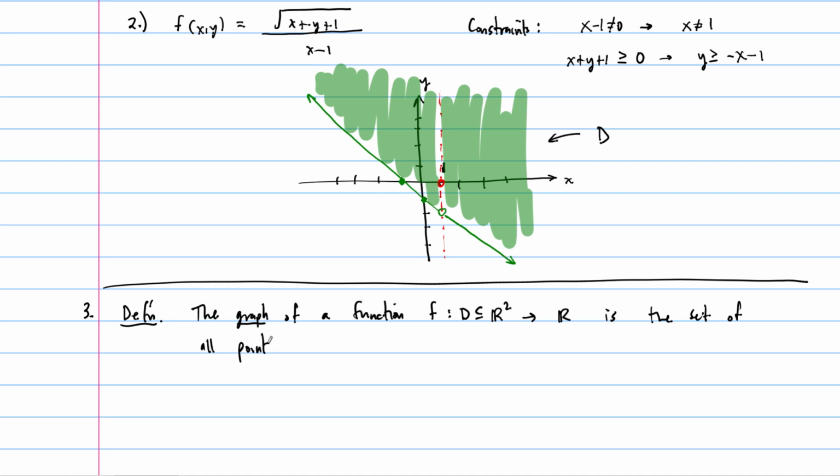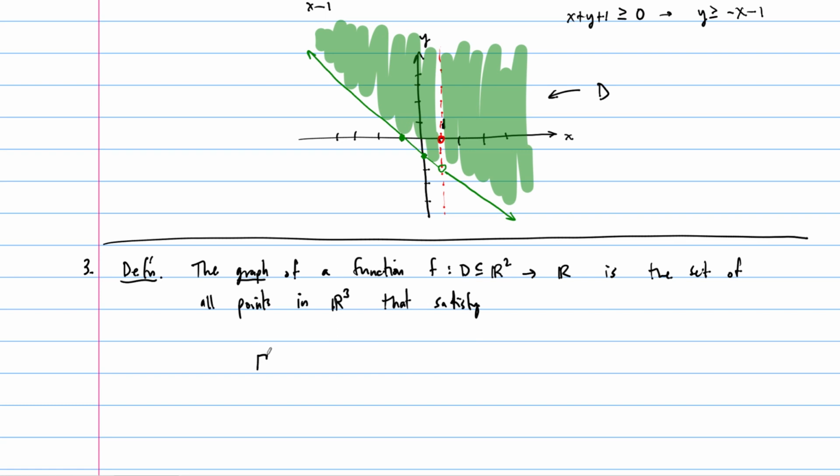So it's the set of all points in R3 that satisfy the following. I'm going to write this in set builder notation and give it a name. Gamma is the Greek letter for G, so gamma f means the graph of f. Actually, let's write this in function notation. Gamma of f, the graph of f, is equal to a set. It's the set of all points x, y, and z such that x and y are in the domain of f, so that's just the set D, and z is equal to f of x and y.